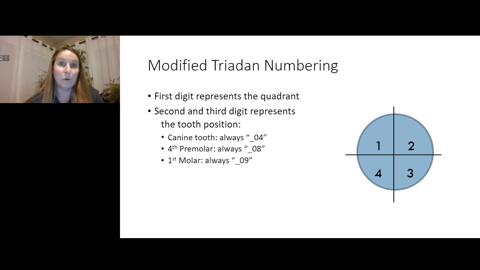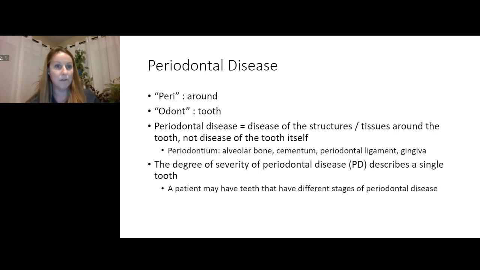Our fourth premolar tooth, top or bottom, left or right, is always going to be an 08. Our first molar tooth, top or bottom, left or right, cat or dog, doesn't matter, is always going to be an 09. As long as we know those things, we can identify any other teeth in the mouth.